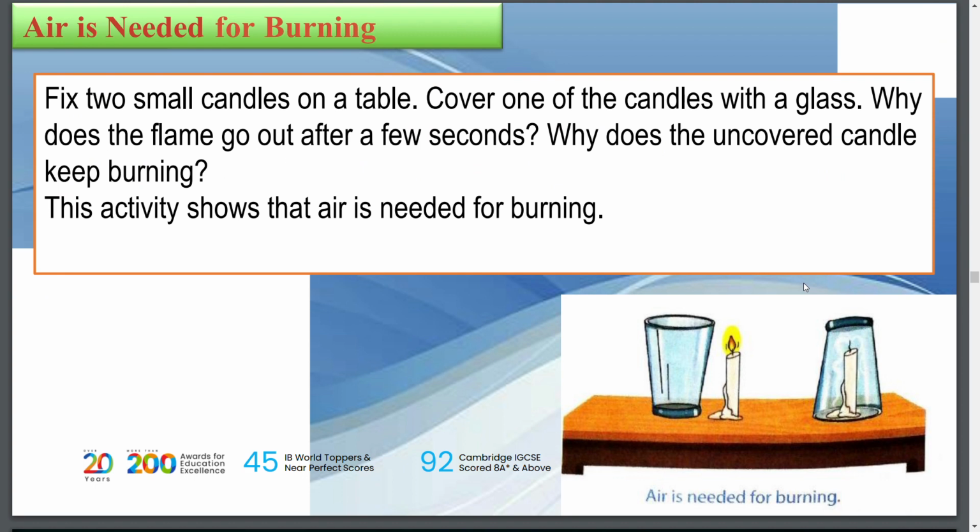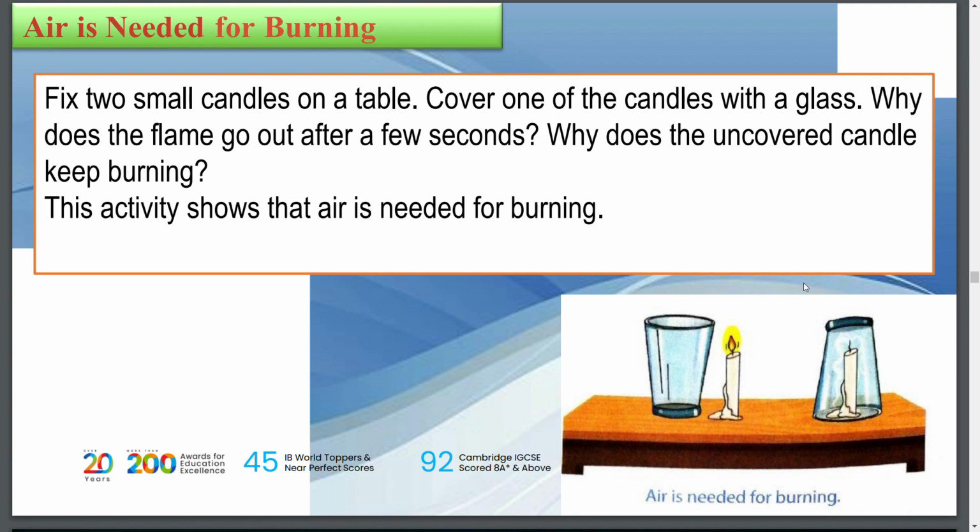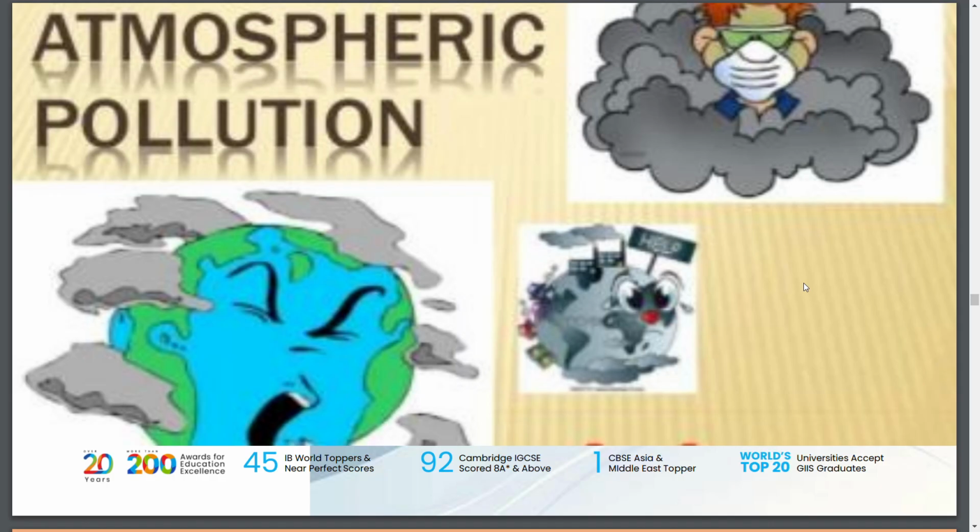Air is needed for burning also. To fix two small candles on a table, cover one with a candle glass. Why does the flame go out after a few seconds? Why does the uncovered candle keep burning? You can try this activity where you light a candle and put a glass on top, which has to be higher than the candle. Then you might see the candle burning off. It went off.